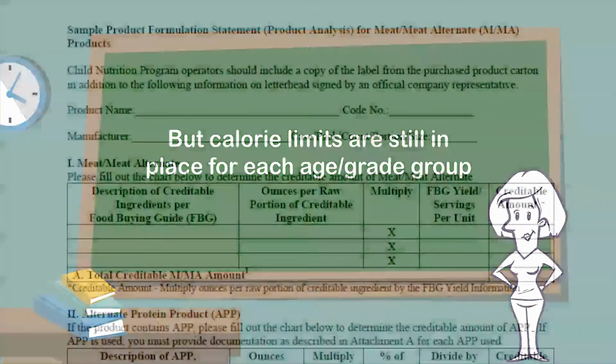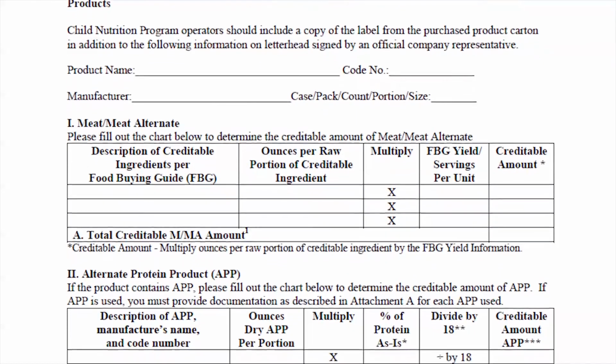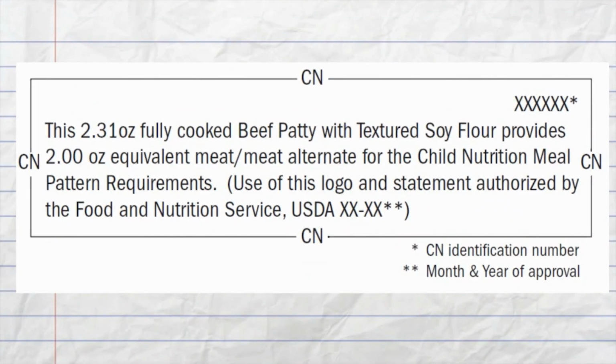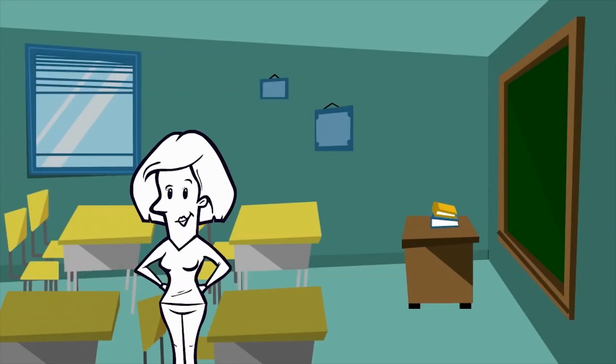For products not included in the Food Buying Guide, a product manufacturer statement or a CN label is needed to determine how the meat or meat alternate credits. Any questions?